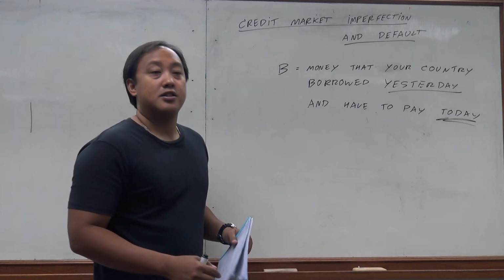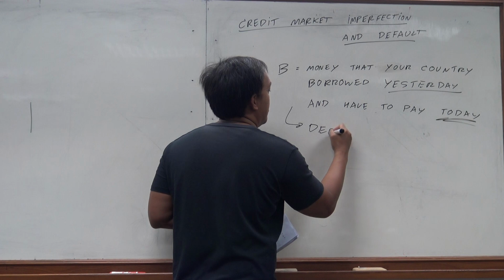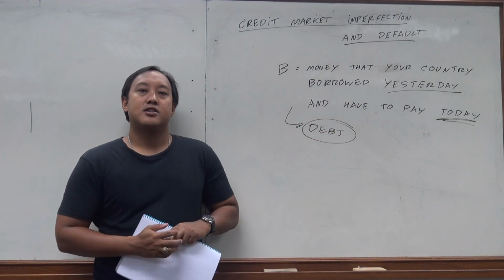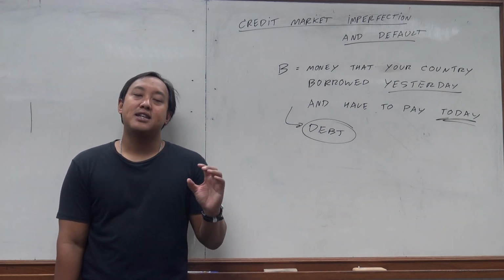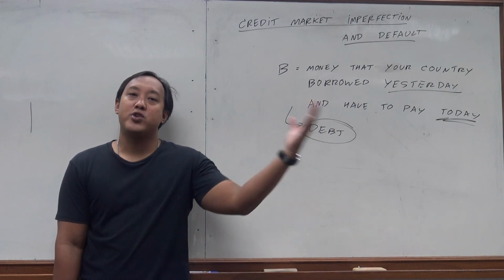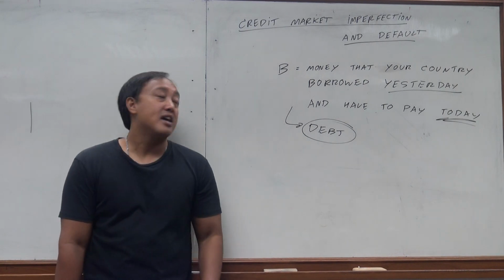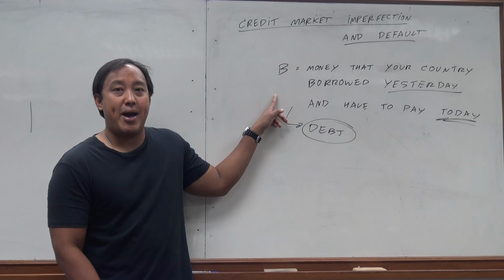Okay, so B comes from debt. I'm going to create a new variable called variable B. Variable B is going to be the debt, the money that your country borrowed yesterday and you have to pay back today. So this is the debt whose due date is today. You need to pay back today.